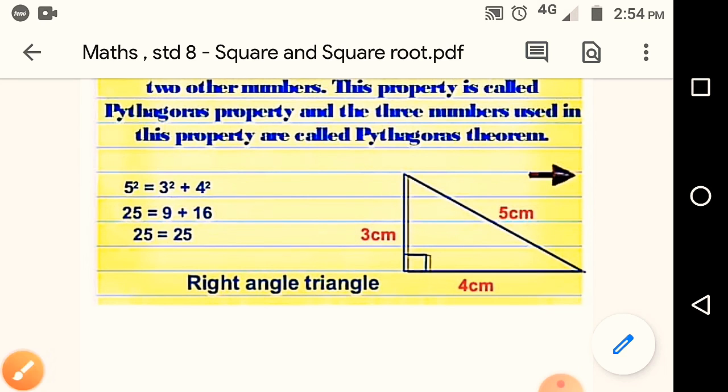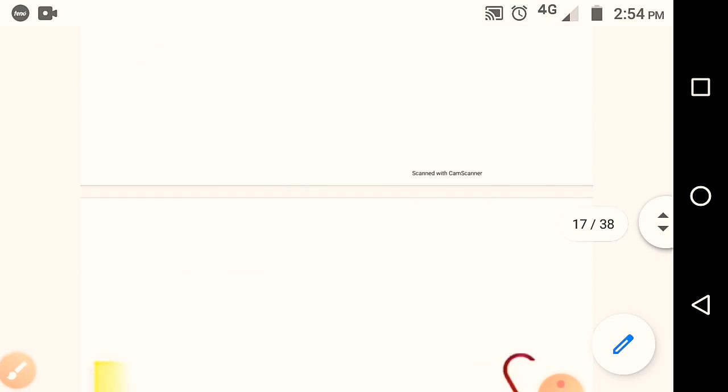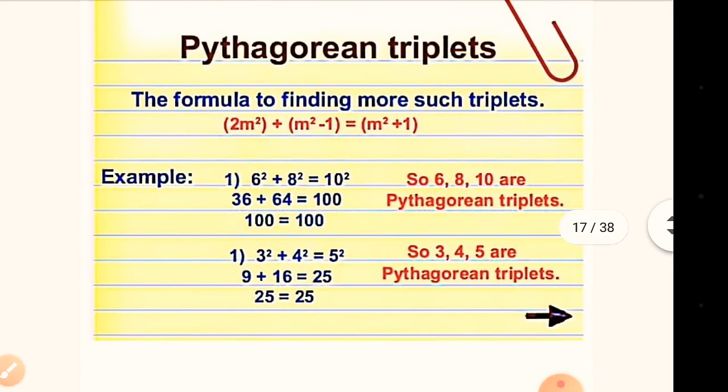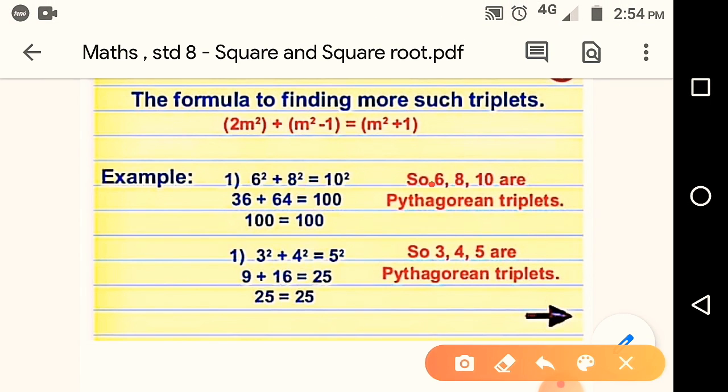Same way, this type of 3 pair, here it is 3, 4 and 5. They are called Pythagorean triplet. Here one example is given, 6, 8 and 10. So these are also Pythagoras triplet.